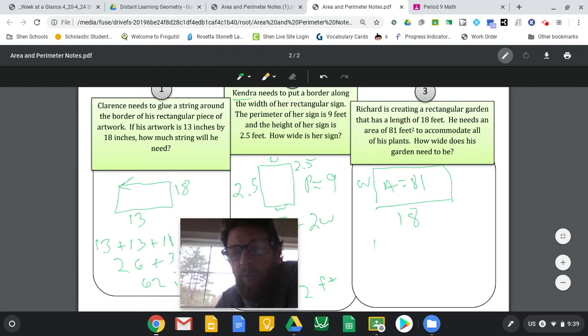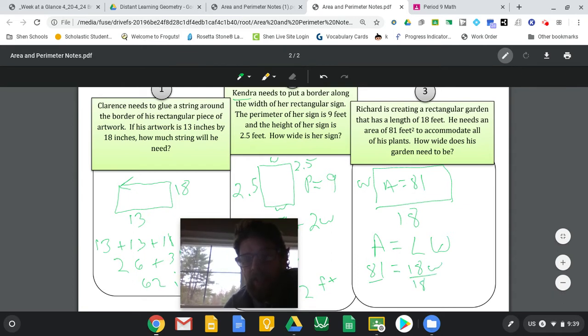So we have to figure out that width. And if you remember the formula, you have to use formulas for area. The formula for area of a rectangle is length times width. And we're given the area of 81 and a length of 18, so 81 equals 18W. So you're going to have to divide that by 18, divide that by 18. W equals 4.5, maybe? 4.5 feet, because it is in fact a width, not an area.